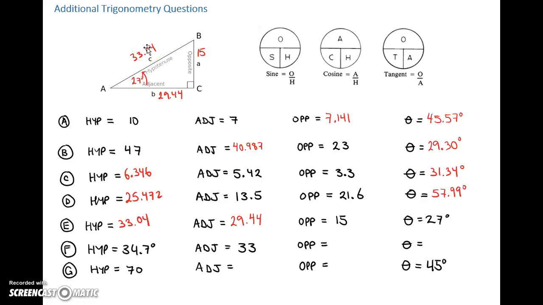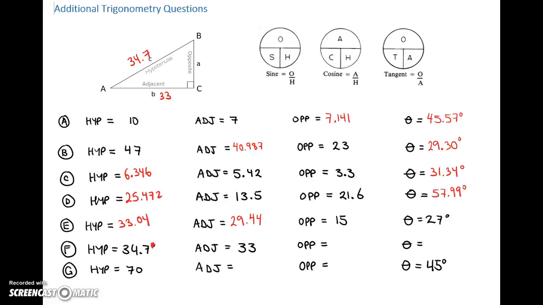Excellent. Okay, 2 more now, guys. Let's get rid of these values here. Okay, what do we got? We have the hypotenuse. I've written in there degrees for some reason. I must be on cruise control. So let's see if this is going to work out. That makes me nervous if I have degrees there. The hypotenuse is 34.7. The adjacent is 33. And we're looking for the opposite. And we're looking for the angle there.